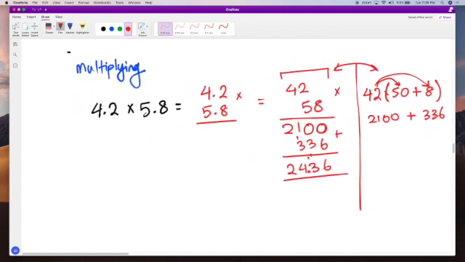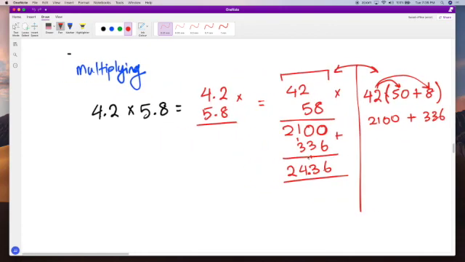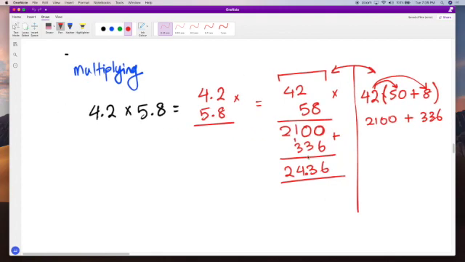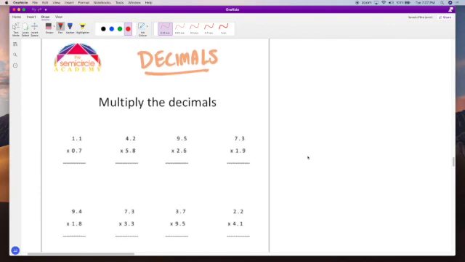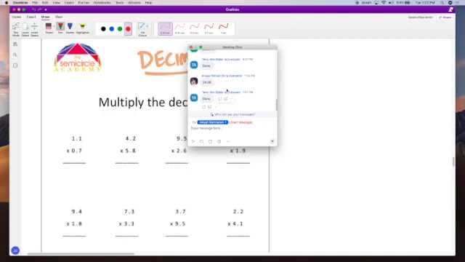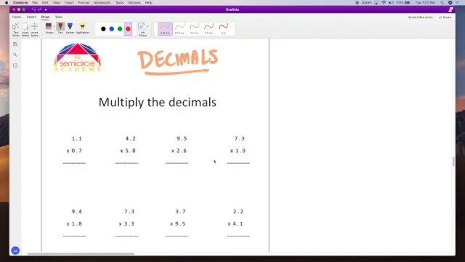Anybody doing anything? Still writing? Yes? No? Oh, look, we have some multiplying decimals there. Would you like to do it? How about we just do 2? All right, let's just do these 2 here. Take 2 minutes and do those 2.